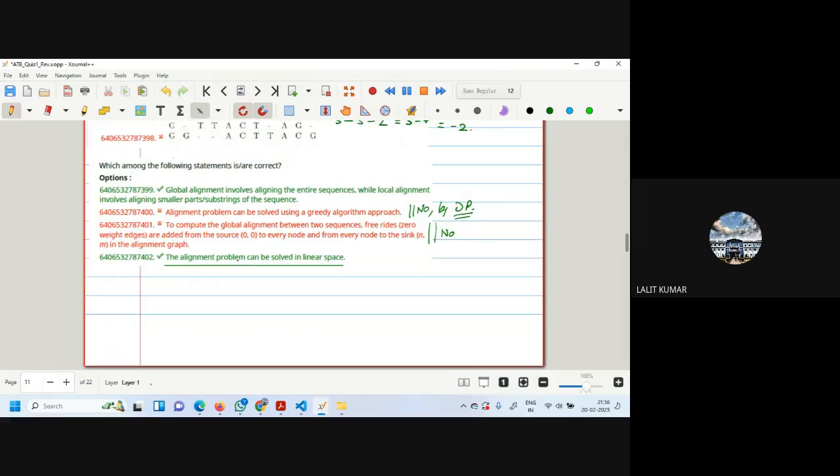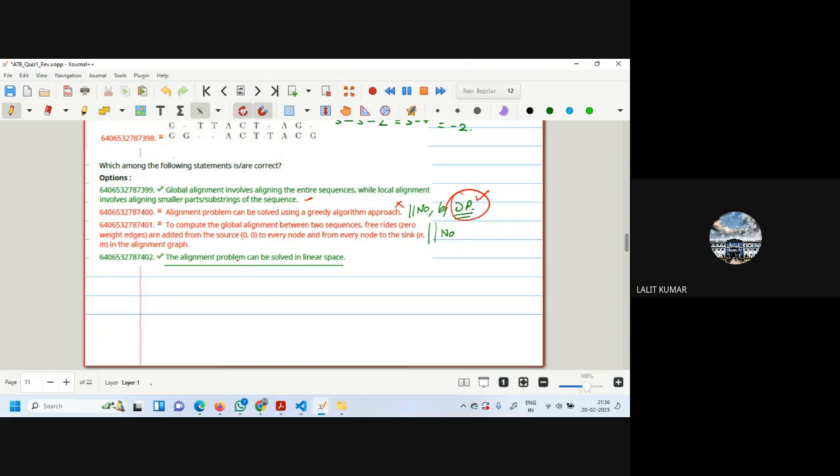Which among the following statements is correct? Global alignment involves aligning the entire sequences, while local alignment involves aligning smaller parts, substrings of the sequence. It is correct. Alignment problem can be solved using a greedy algorithm approach. It cannot be solved that way. It can be solved only by using dynamic programming. To compute the global alignment between two sequences, free rides, that is zero weight edges, are added from the source (0,0) to every node and from every node to sink.